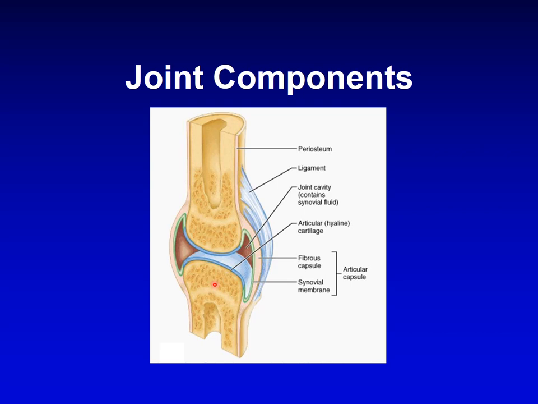And of course, you have a number of ligaments and tendons that are inserted here to strengthen the joint. And also the bone is covered with the periosteum, which is the layer here that will protect the bone and also will generate bone in cases of fractures and things like that.